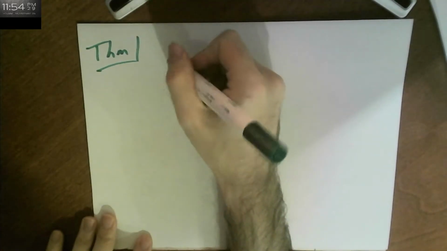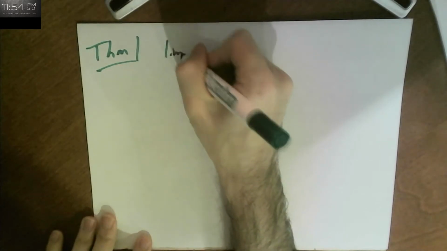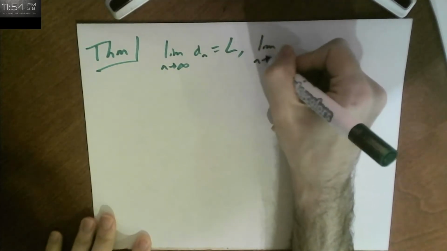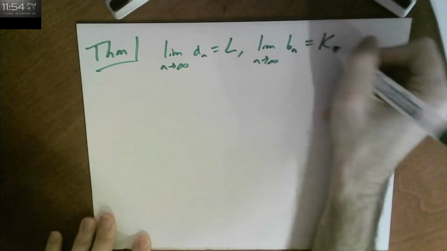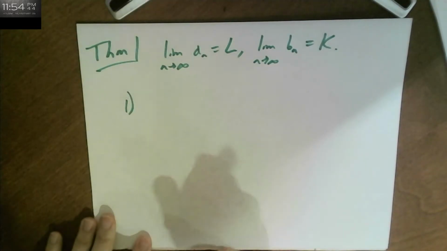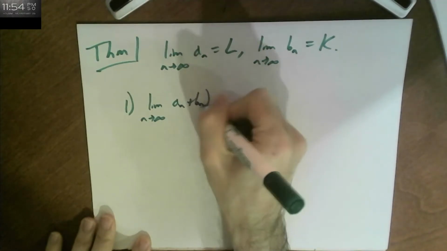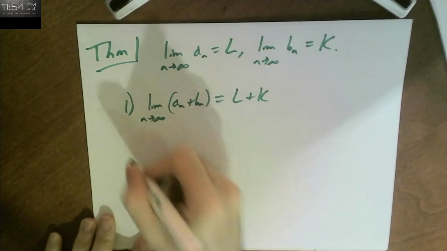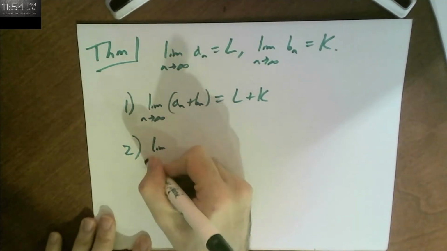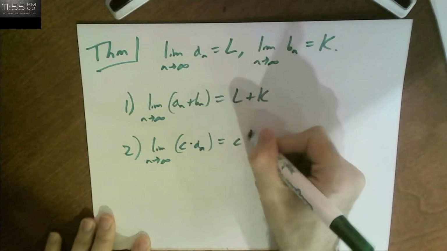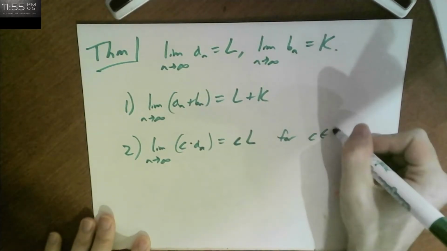Notice we didn't prove theorem 1. Sorry. We're not going to prove theorem 2 either. Theorem 2. Assume the following: that the limit as n goes to infinity of the an sequence is L, and that the limit as n goes to infinity of the bn sequence is K. I claim the following hold. 1. That the limit as n goes to infinity of an plus bn is indeed L plus K. 2. That the limit as n goes to infinity of some c times an is indeed c times L for any real number c.